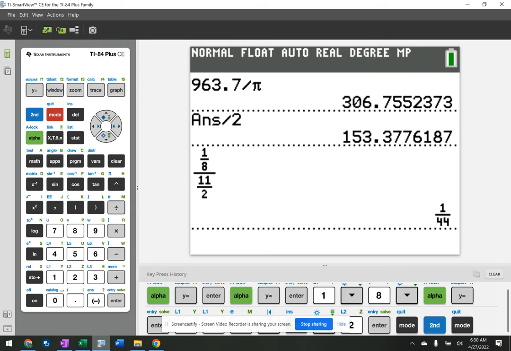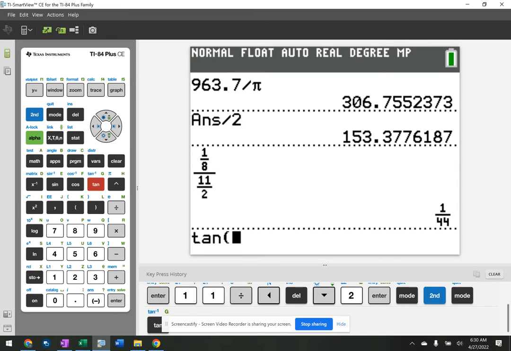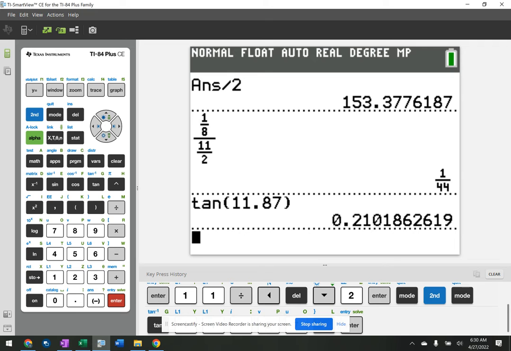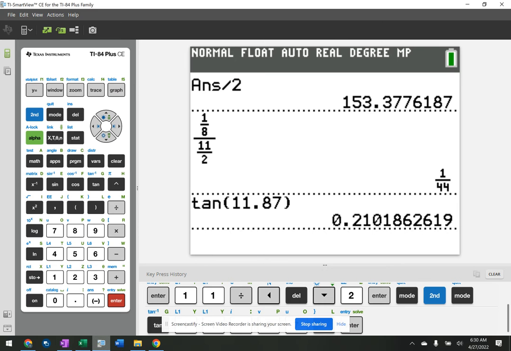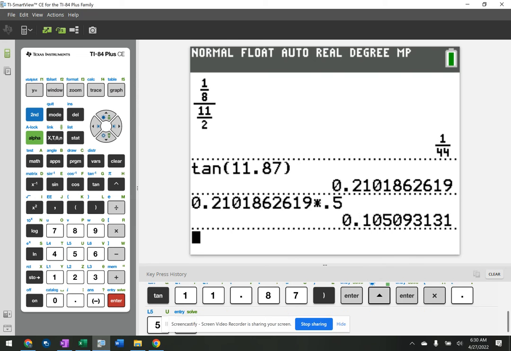Okay, I take my calculator. Tangent 11.87, 0.2101. And then I cross multiply, and I get X equals this times 0.5, 0.105 with some more stuff.